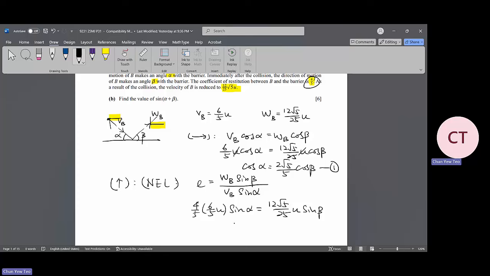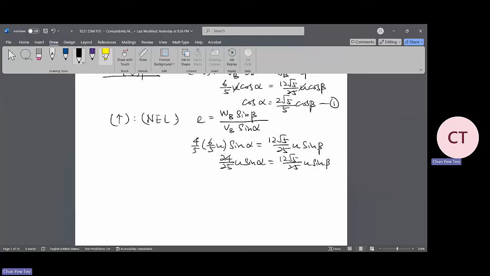Okay, so over here we just need to do the simplifications. You get 24 over 25 u sine alpha is equal to 12 root 5 over 25 u sine beta. So the 25 can cancel, the u and the u can cancel. At the end you get sine alpha is equal to root 5 over 2 sine beta. That will be your second equation.